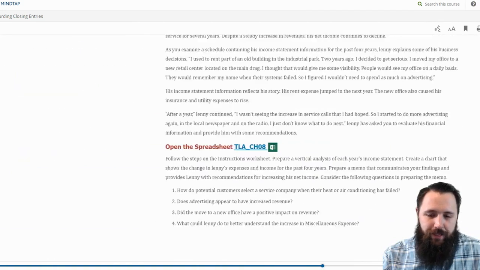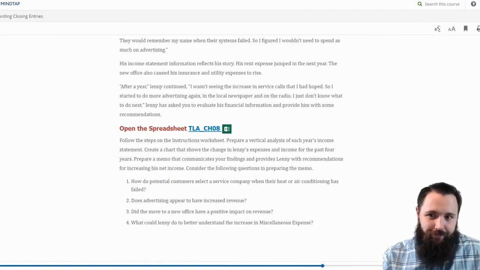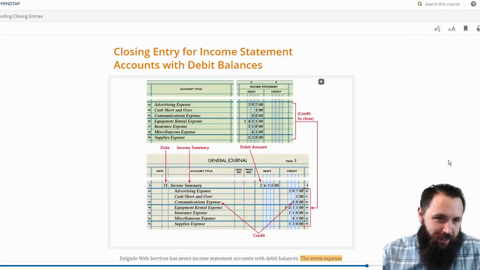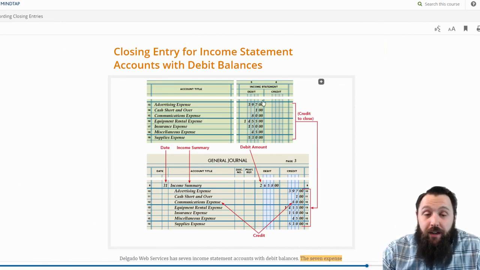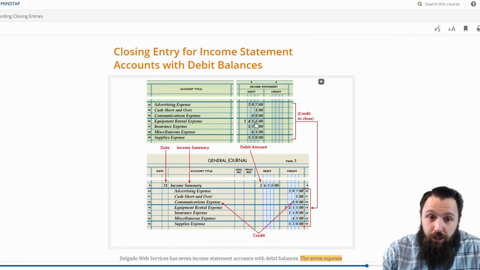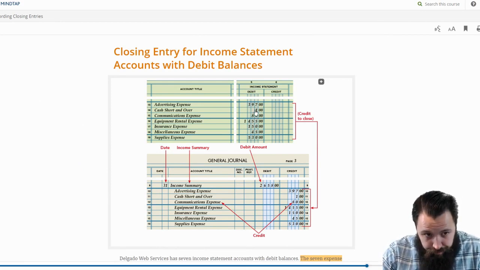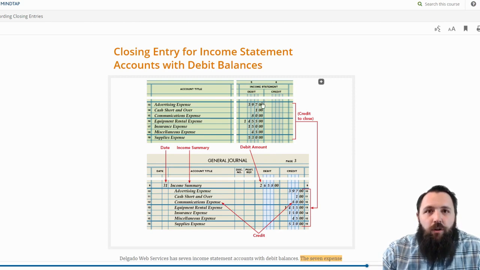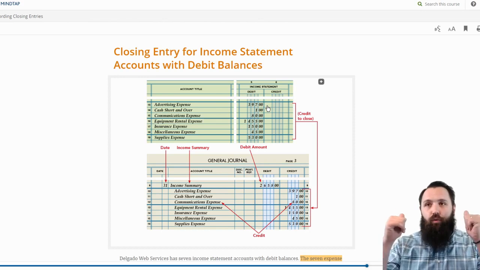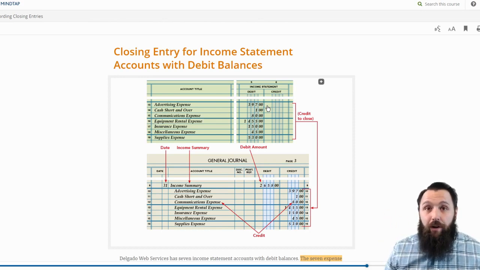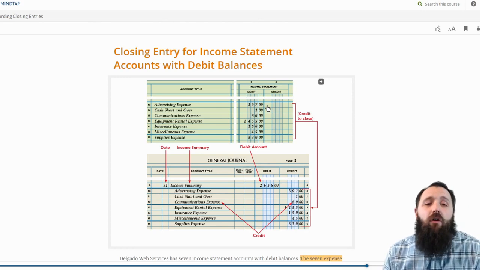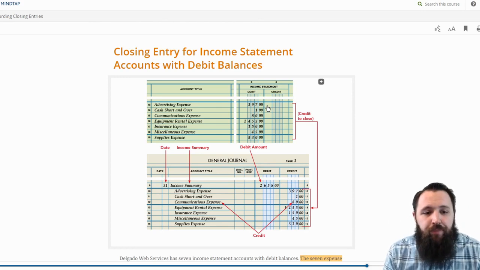Next, we're going to skip past that, and we're going to skip past that. The next thing we're going to do is close our entries from our income statement accounts with debit balances. Now remember, this is our worksheet and it's our income statement. So now we're going to close out anything with a debit balance. What's on our income statement? Revenues or sales, and expenses. What are all the debits? They're all the expenses.